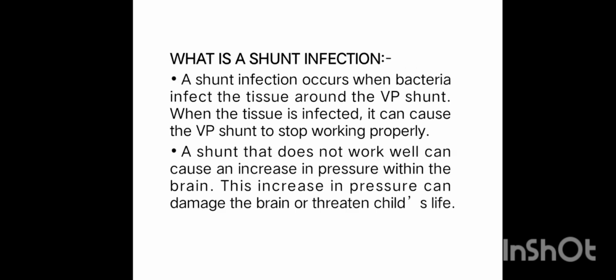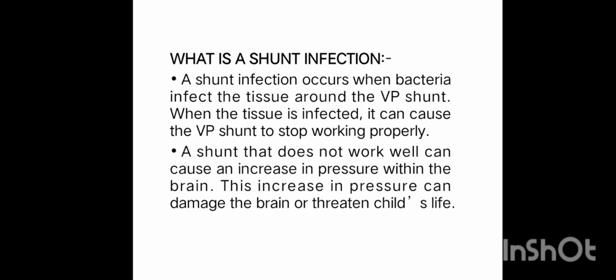So VP shunt infection occurs when bacteria infect the tissue around the VP shunt. When the tissue is infected, it can cause the VP shunt to stop working properly. A shunt that does not work well can cause an increase in the pressure within the brain. This increase in pressure can damage the brain or threaten the child's life. So we have to be very sure and very careful in the care of a child after the surgical procedure, that is VP shunting, in order to prevent shunt infection, and also we have to closely watch the baby around the clock for any warning signs of VP shunt malfunction.